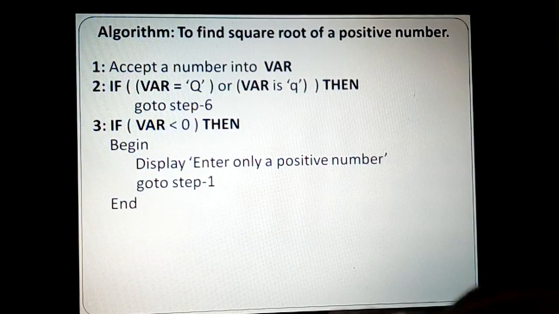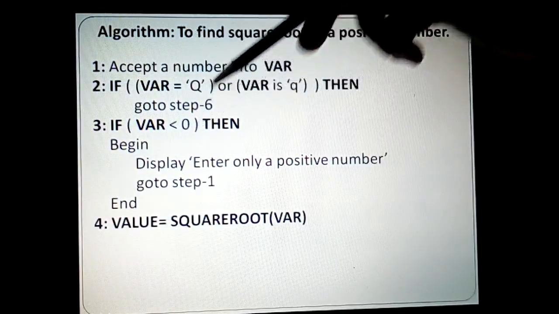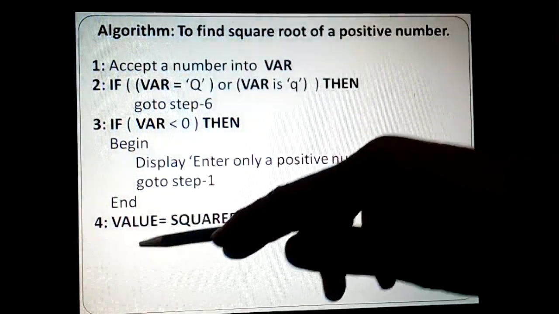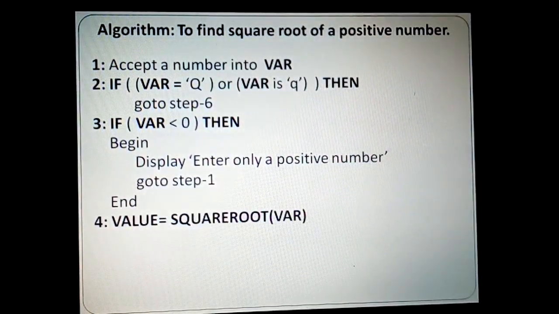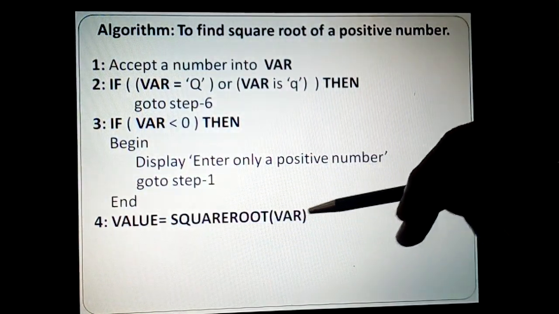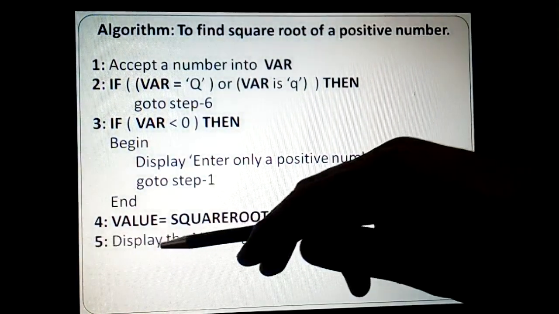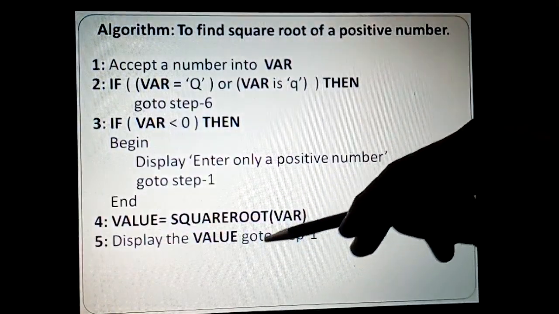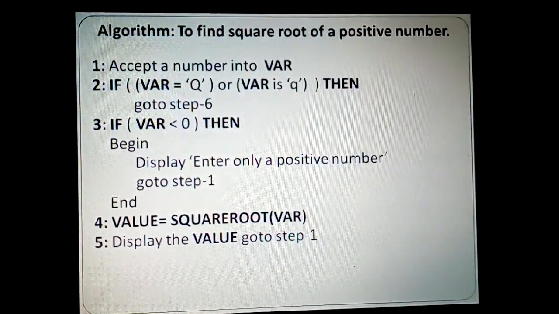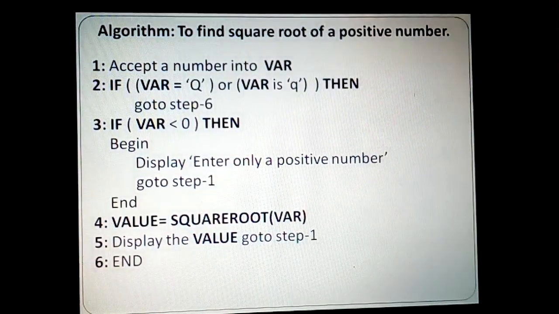The fourth step is, if everything goes fine, if it is not a negative number, and the user has not entered q or capital Q, then it will find the square root of that number. The square root can be found using the function square root of var. Then display that computed value, and again go back to step 1. So you can see the loop continues, and finally, the last step is end.